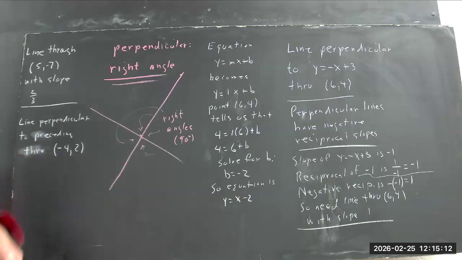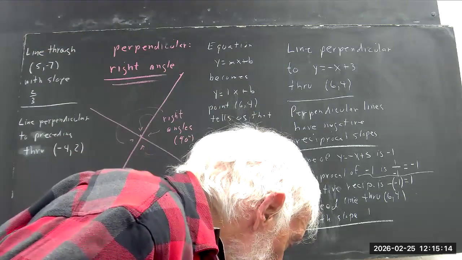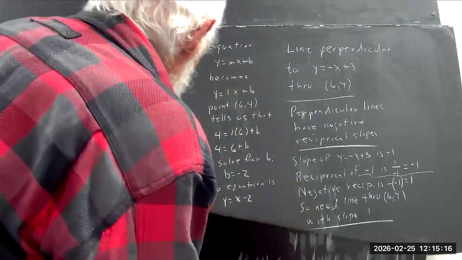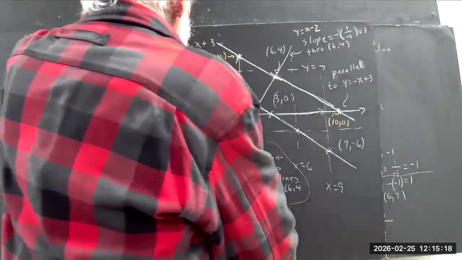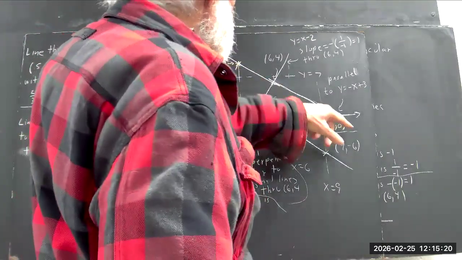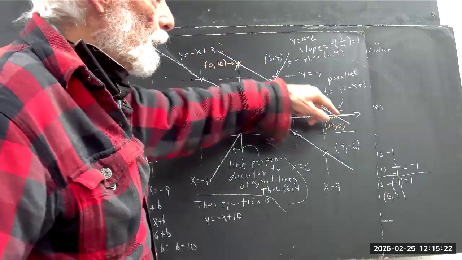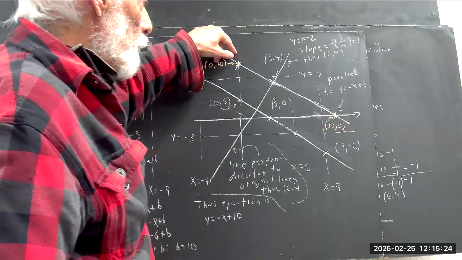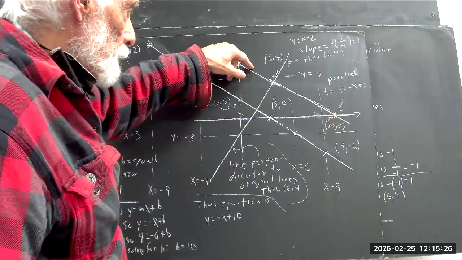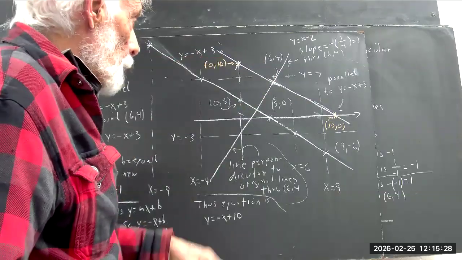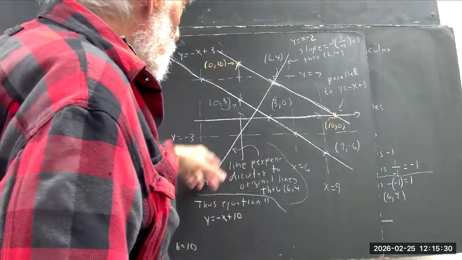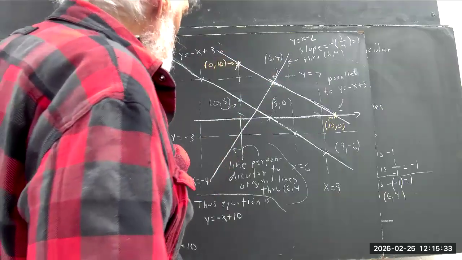Okay, so we sketched the line perpendicular to the second line that we drew before, the one that was parallel to the original line, through the point (6, 4). And that's approximately perpendicular.